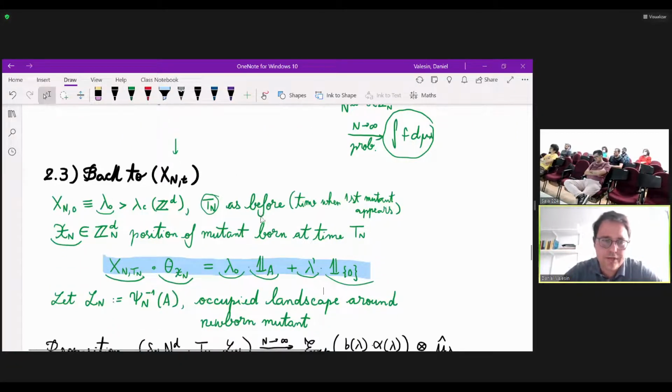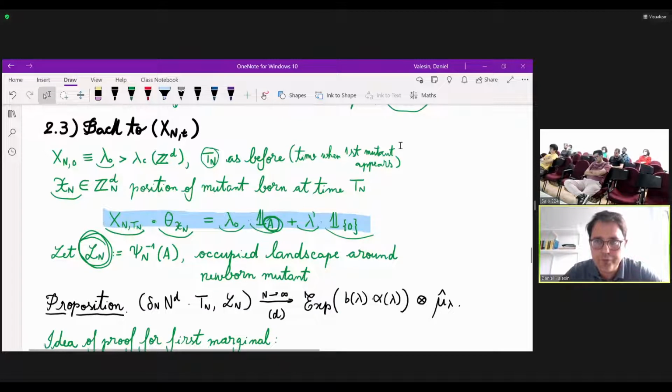Then I'm going to take this A here. So this A is the landscape that is faced, so the occupied landscape around the newborn mutant. And I'm transporting it to Z^d. So I get this Ln here. So this Ln is the occupied landscape around the newborn mutant, so what it sees when it's born, so to speak, but also transported to Z^d.